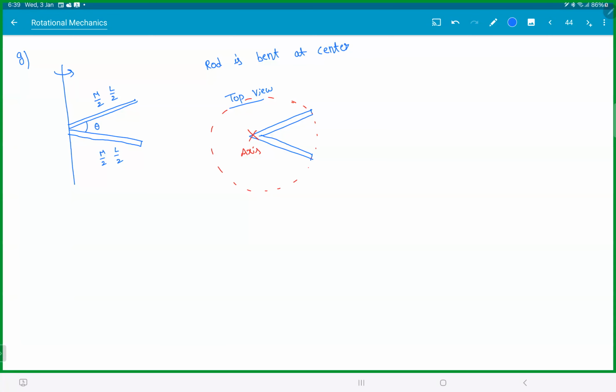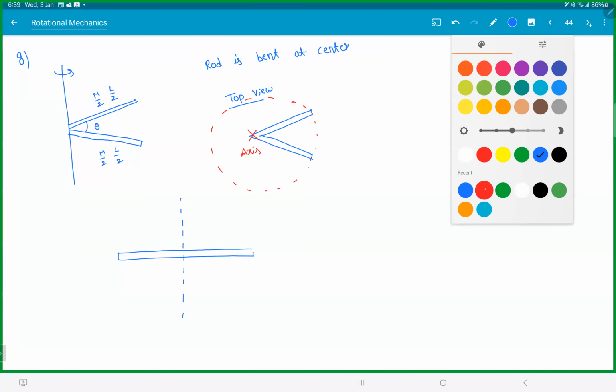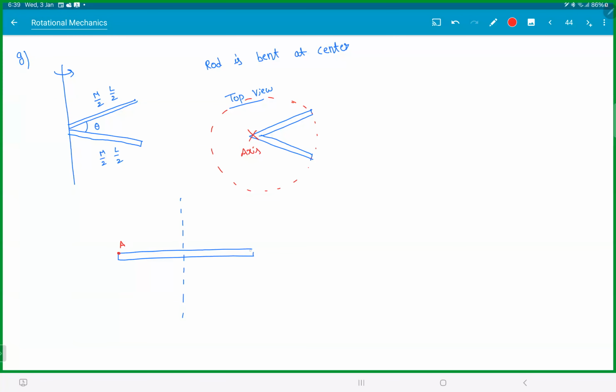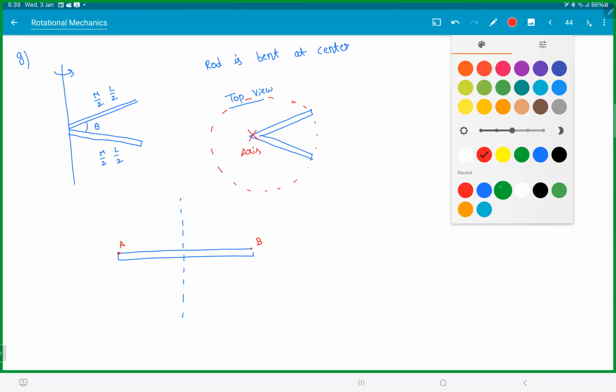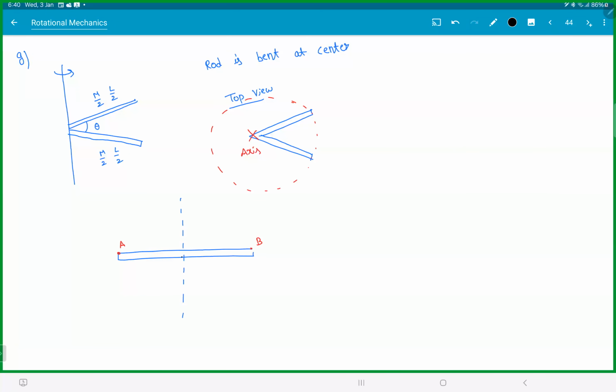Clear? 7 ML square. Right, Utsa. It doesn't matter. What is the answer for this? See, suppose you had kept the rod like this, just imagine this is point A and this is point B. So what you did, you took this rod and you just bent it like this.